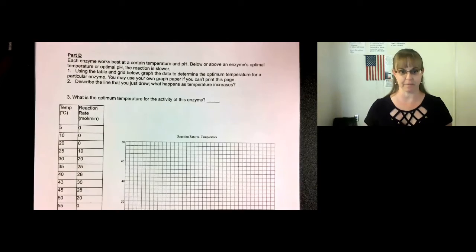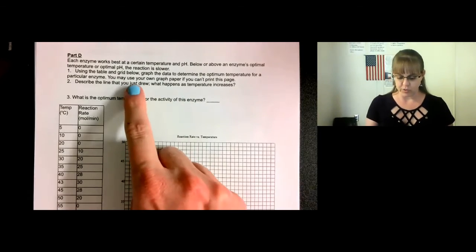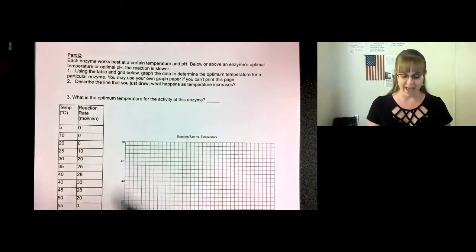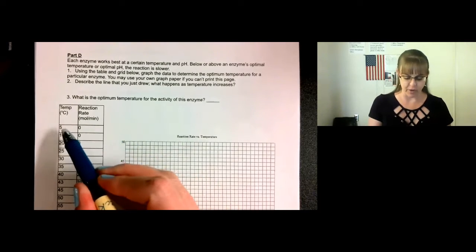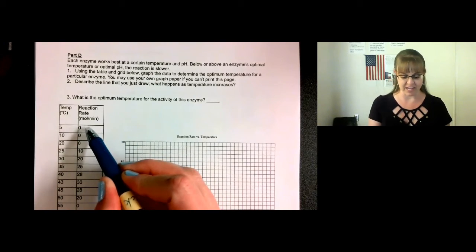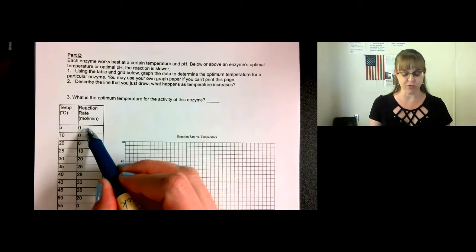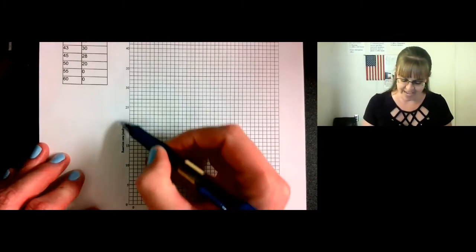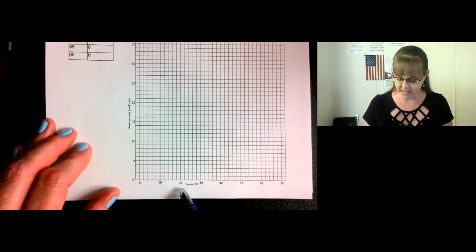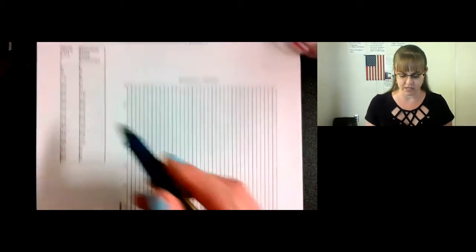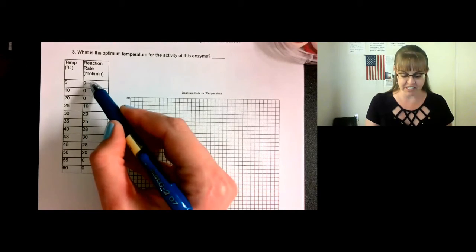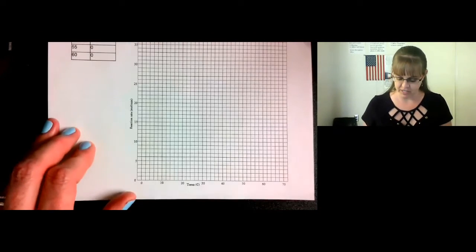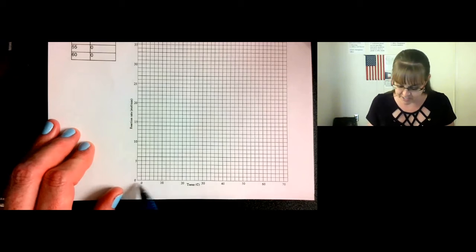Finally, Part D. Use this table and graph the temperatures. So at 5 Celsius, we have a reaction rate of 0 moles per minute. A mole is just an amount of your reactant or product. Notice that the reaction rate is on the y-axis and the temperature is on the x-axis. So we want 5 Celsius and 0 for the rate. So here's Celsius, so go here.